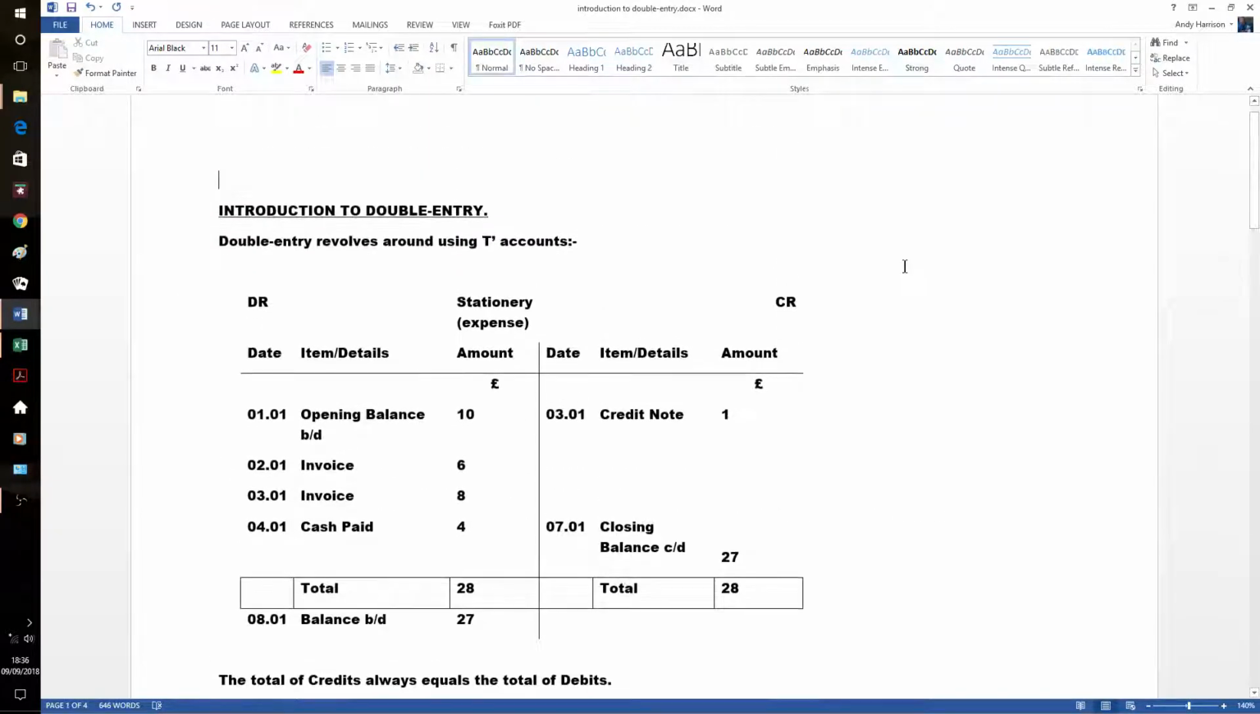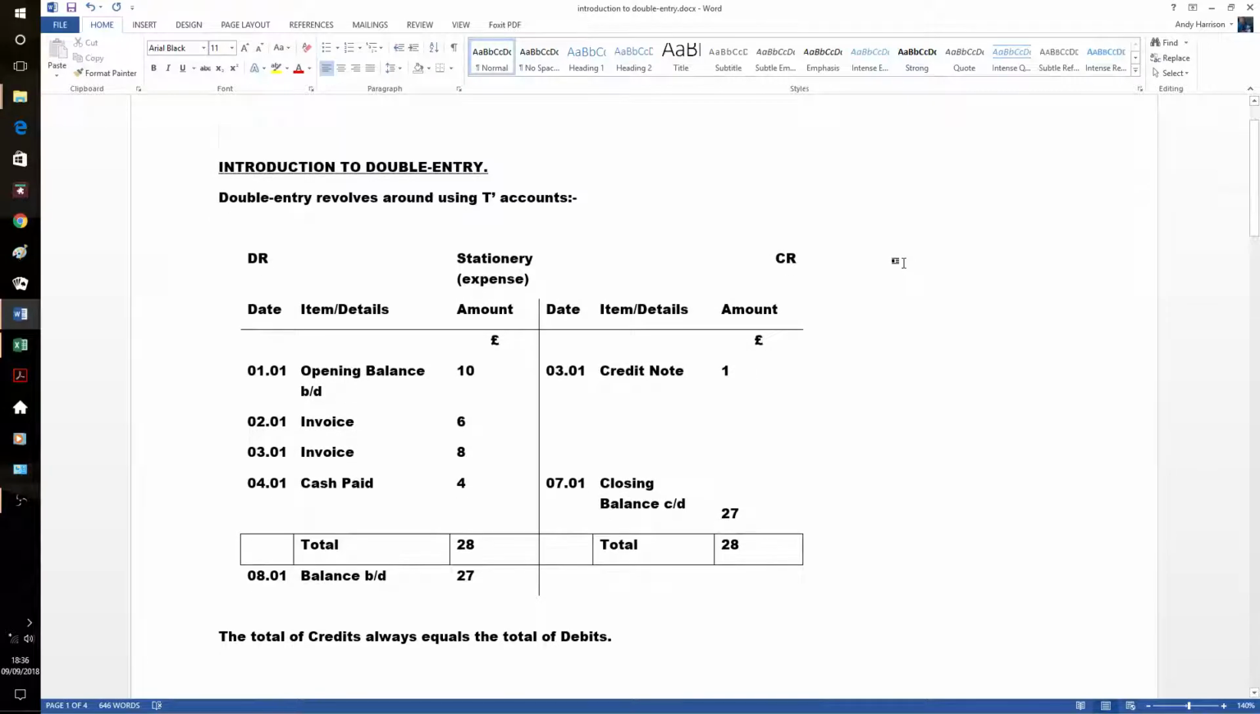So double entry revolves around ledger accounts, T accounts. I called them T just because of the shape of a T, if all the other lines weren't in, it's just a T. And as we look at them, debits on the left, credits on the right. This is a completed stationery expense account. It's got 3 columns. You might see 4 or 5 columns. Occasionally you'll see exam questions without the dates in.